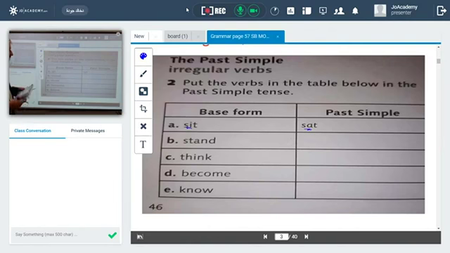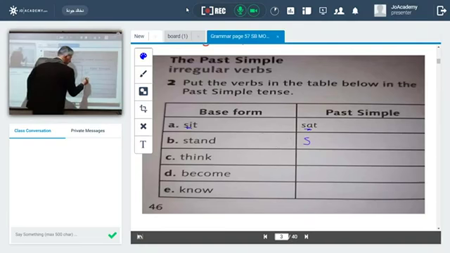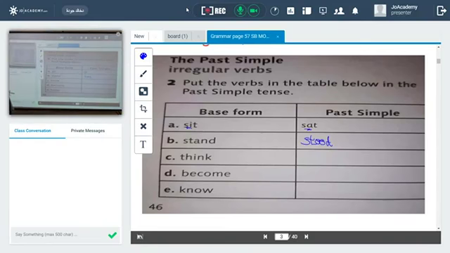We have the verb stand. As I told you, go to page 78 and 79 and try to find these verbs there. You will find them alphabetically ordered. So the verb stand, as you can see, stand becomes what? It becomes stood. Okay, so stand becomes stood.